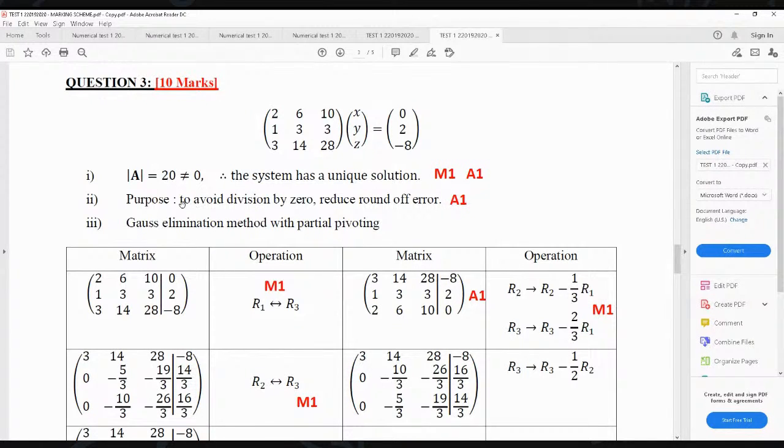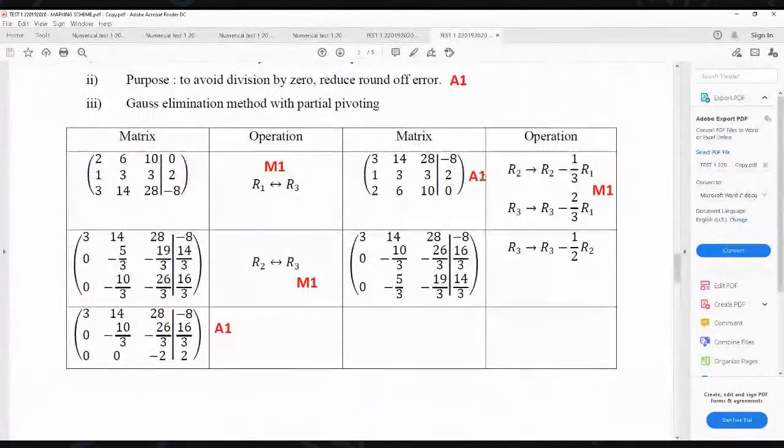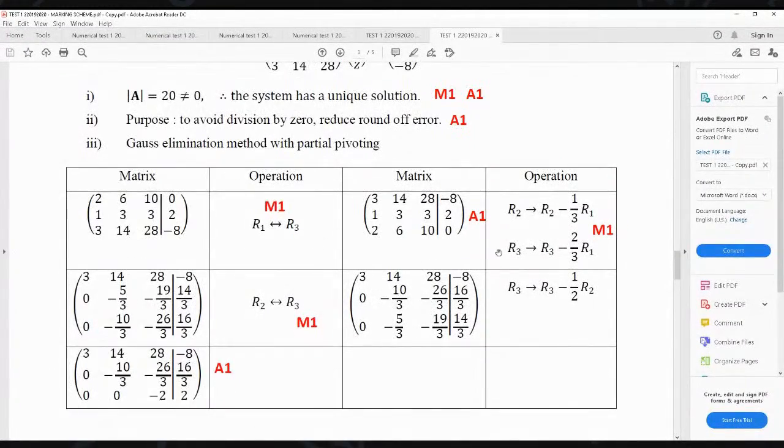And then the second purpose: why do you apply Gauss elimination? To avoid dividing by 0 and reduce round off error. We use Gauss elimination with partial pivoting because we want to divide with the biggest a_ii, a_ij, and we want to reduce the round off error. So this is the method and then the answer that you want to get. Now let's go to Gauss elimination with partial pivoting.